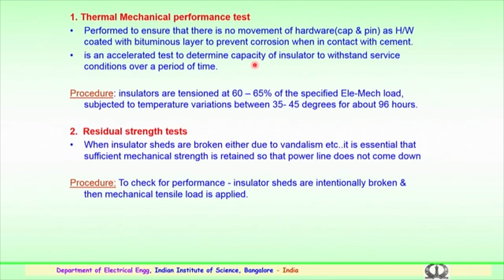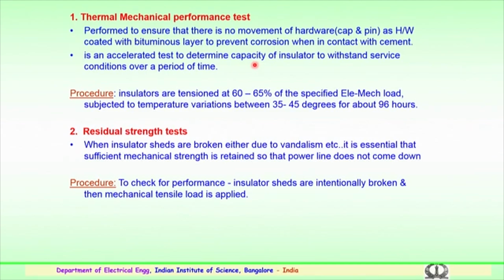So, the general procedure for this thermal mechanical test is to keep the insulators in tension at 60 to 65% of the specified electromechanical load to be used, and subject them to temperature variations between 35 to 40 degrees for about 96 to 100 hours. This is the procedure followed to check the thermal performance of the insulator string.